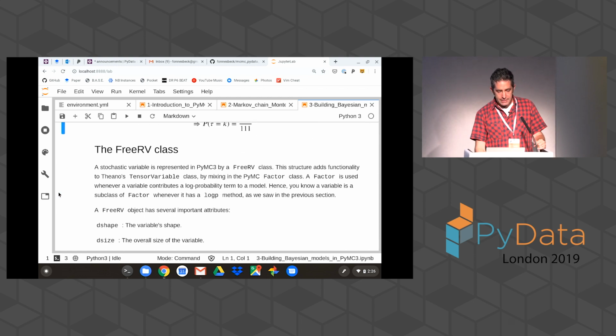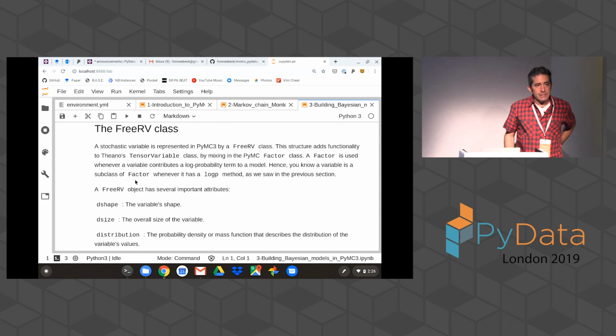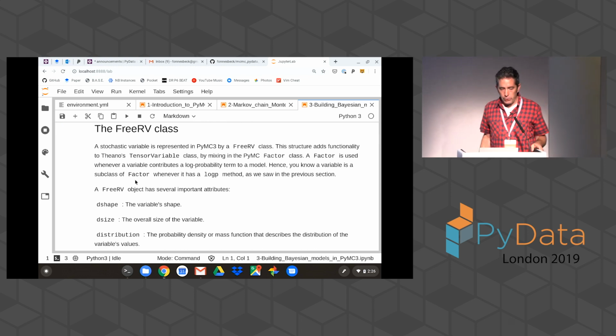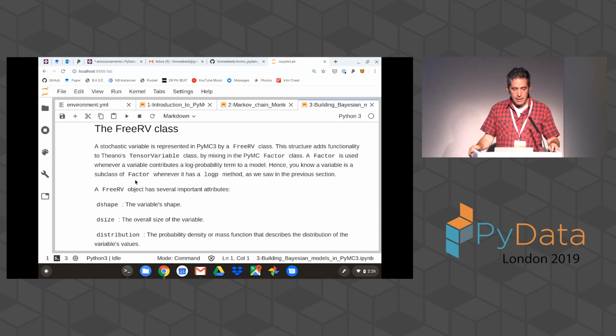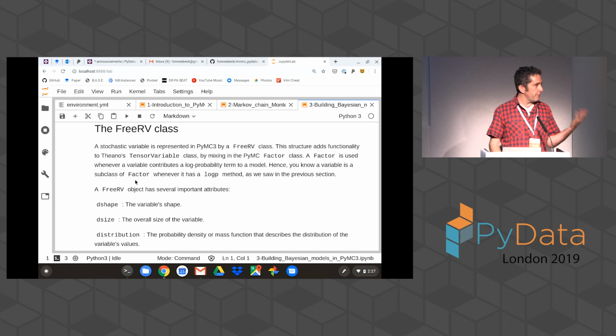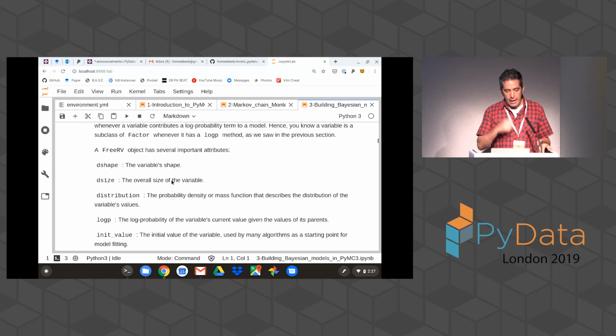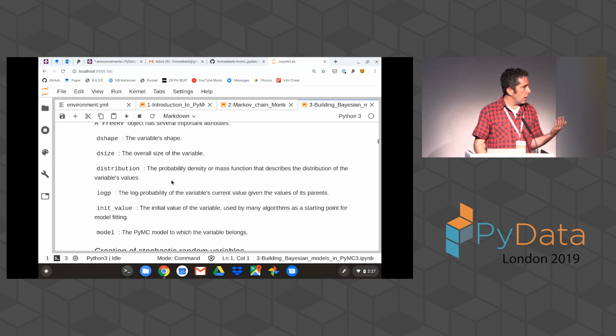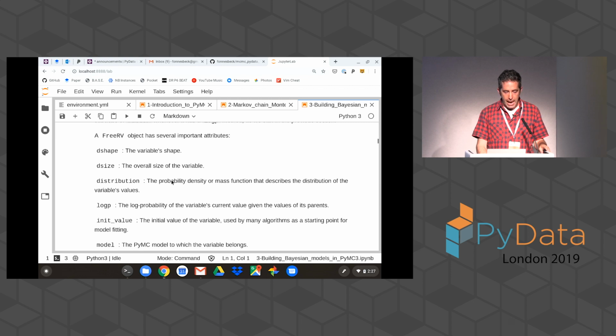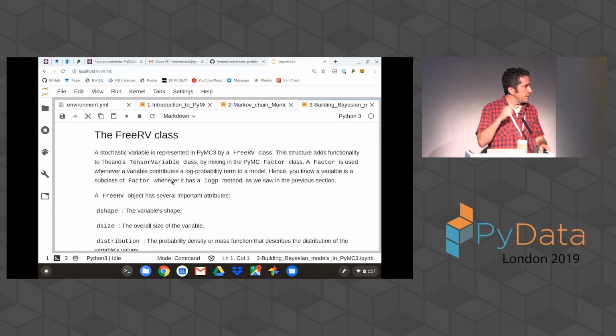All right. So how does this get implemented? Well, all these stochastic variables, all the unknowns in your model, will be characterized by an underlying class called free RV. So these are free to vary random variables. And what they essentially are is probability distributions that are able to calculate log probabilities given current parameters. And they're able to draw random samples from them as well. And each free random variable will always be associated with a model. Okay? So they all belong to models.